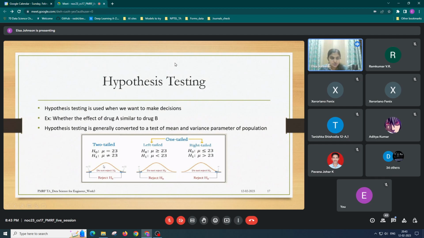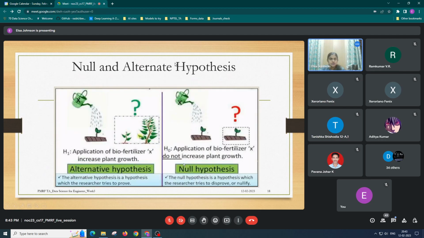This particular portion is where you do not reject the null hypothesis, where you're saying some particular value is equal to this one. If you're saying mu is not equal to 23, then it will be a two-tailed test. It can go either to the left side or the right side. And if you specify your null hypothesis as greater than or less than, then it's a one-tailed test.